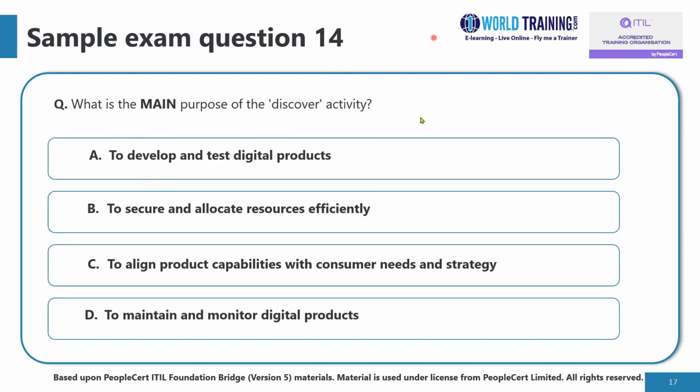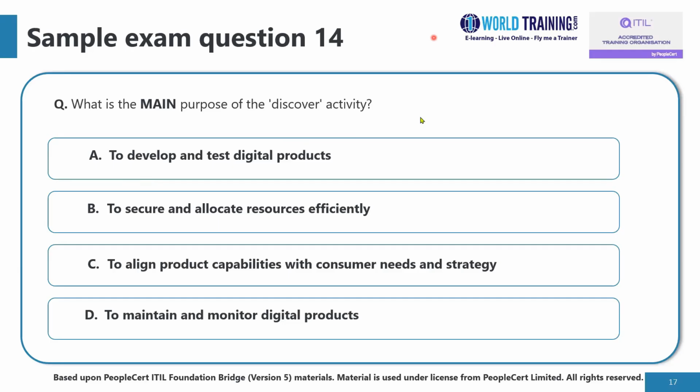Choice A is incorrect because developing and testing is part of the build activity, wherein it develops, integrates, and tests digital products, transforming designs into functional solutions. Choice B is also incorrect because securing resources is from the acquire activity, which secures and allocates necessary resources efficiently, ensuring sustainability and scalability of products and services.